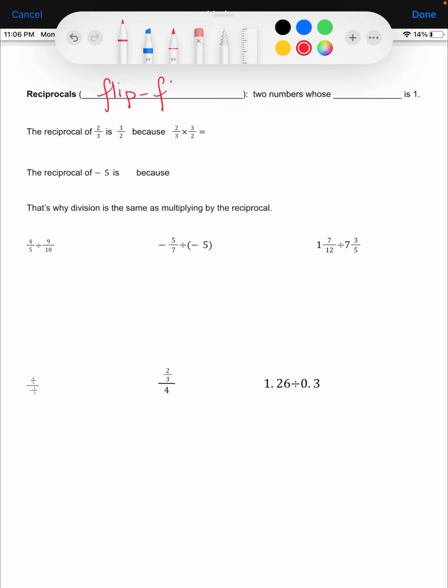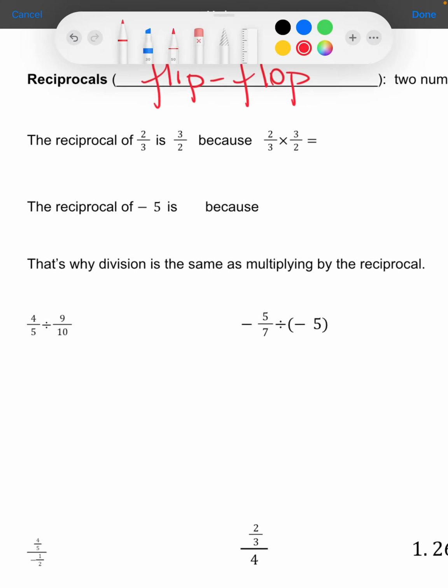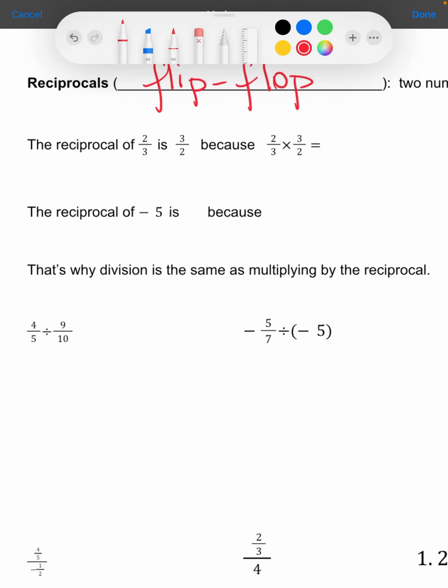The numerator and the denominator. And they're two numbers whose product is 1. If you multiply them together, their product will be 1. The reciprocal of 2/3 is 3/2. That's what I mean by the flip-flop, right? Because 2/3 times 3/2, that's going to give me 6/6 or 1, and that will be true every time. If you multiply reciprocals, their answer will be 1.